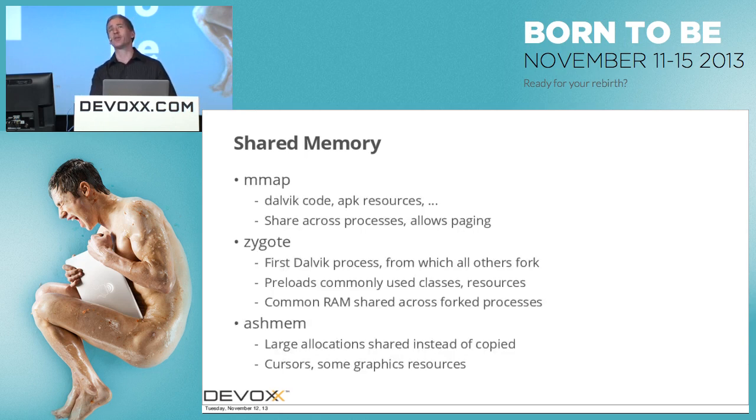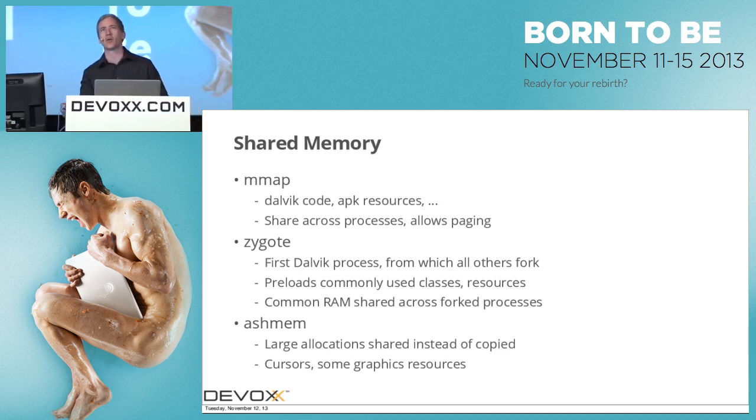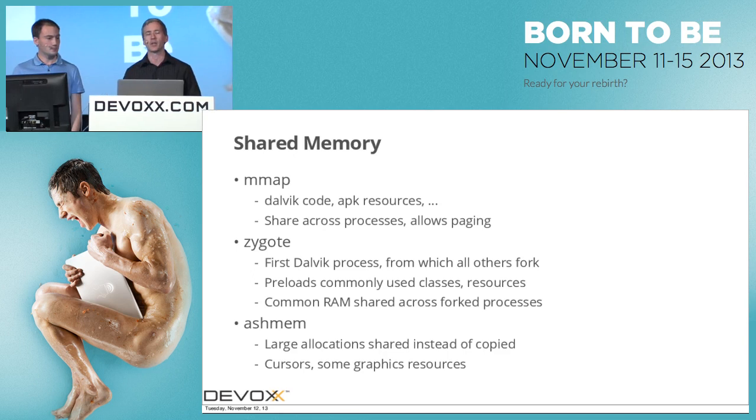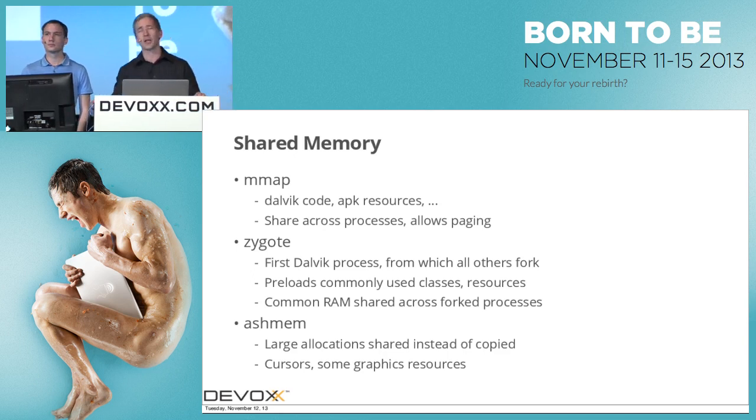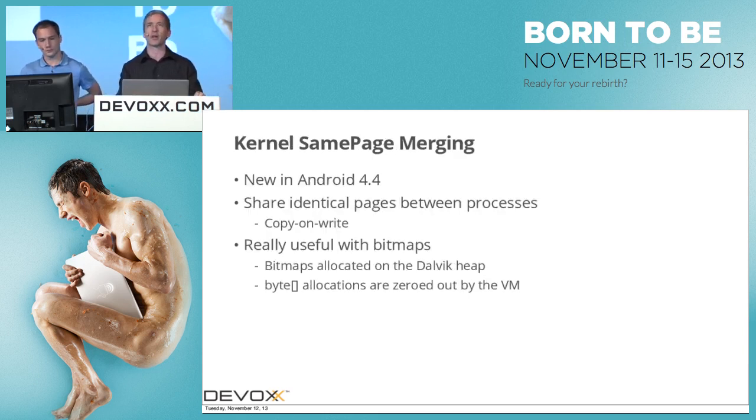Sure. Okay, I'm going to move to the next slide now, where we're going to talk about the different kinds of shared memory. That was just like an introduction. It was kind of a teaser, whet your appetite. So we have different kinds of shared memory. We mmap, as Romain was saying earlier. We can page in your code or resources, and then we can page that back out if we need the memory. We also have Zygote that Romain also talked about. We also have AshMem, which is Android shared memory. These are for particular types of allocations like database cursors and some of the graphics resources.